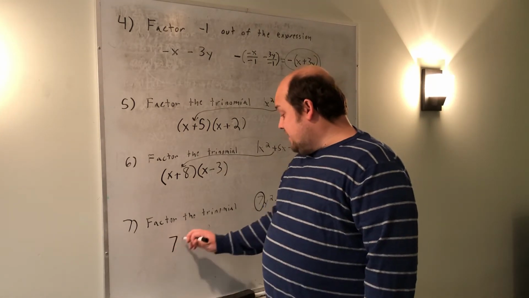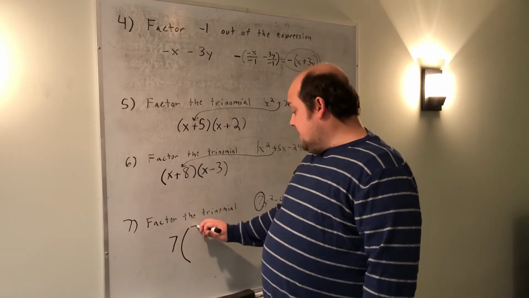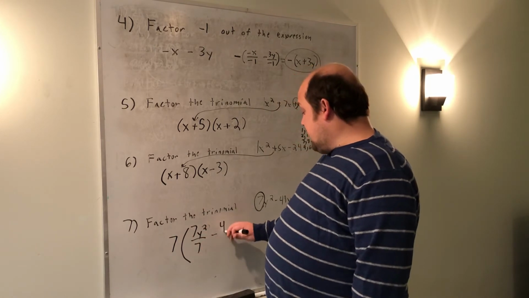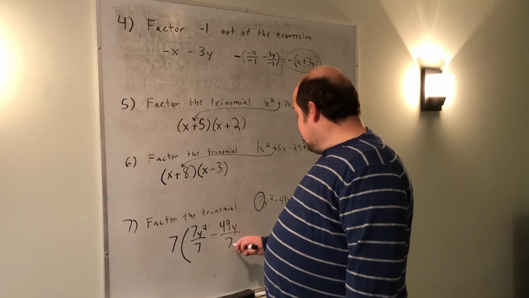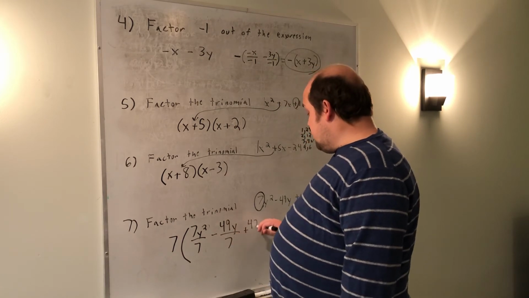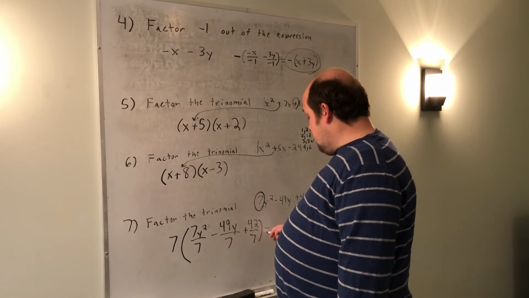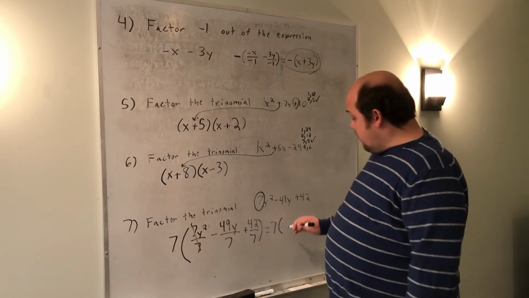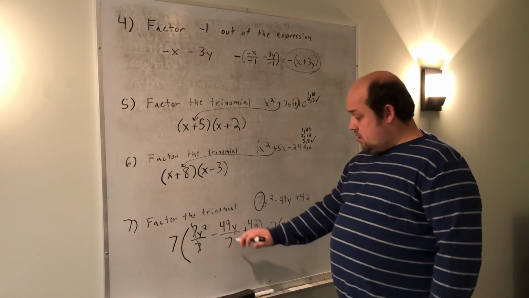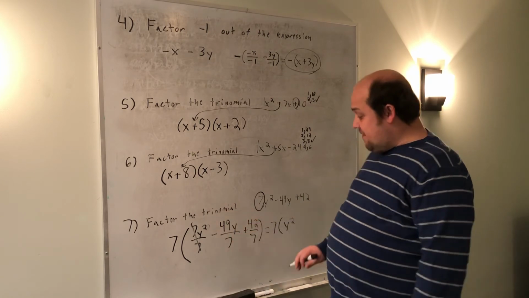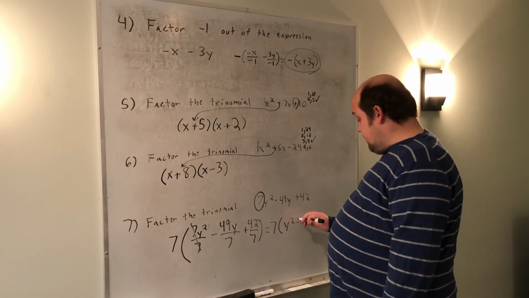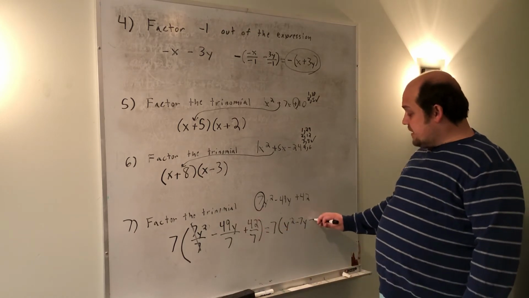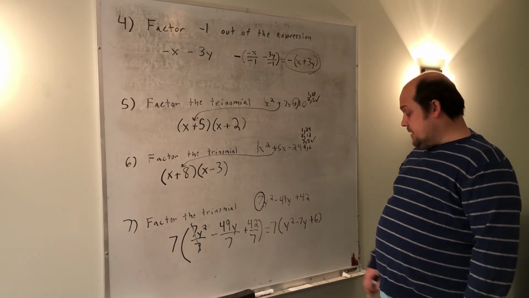So I'm pulling out the 7, which means I'm really taking 7y squared and dividing it by 7. I'm taking -49y and dividing it by 7. And I'm taking 42 and dividing it by 7. So that leaves me with 7 parentheses. These go away and just leave me with y squared. 49 divided by 7 is 7, so it becomes minus 7y. And then 42 divided by 7 is 6, so it becomes plus 6.